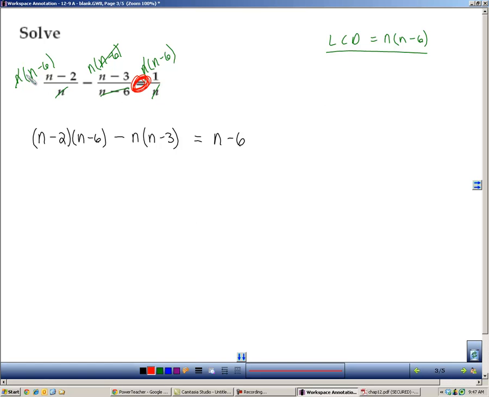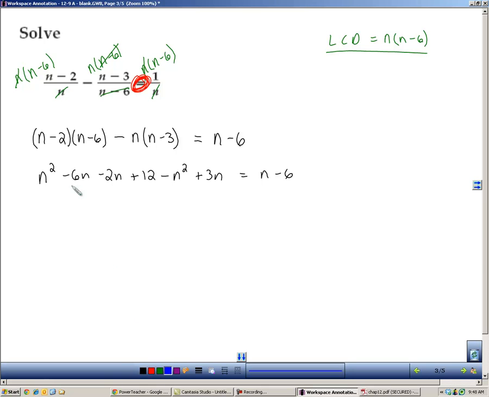You find the LCD, you multiply every term by the LCD, and now we'll simplify and finish. So we'll FOIL this out. N squared minus 6n minus 2n plus 12. Distribute the negative n, so negative n squared plus 3n.